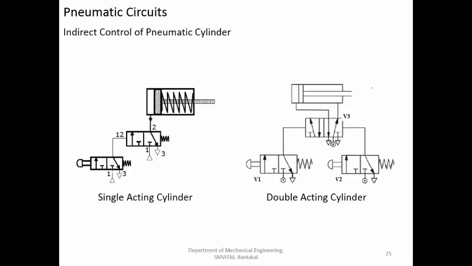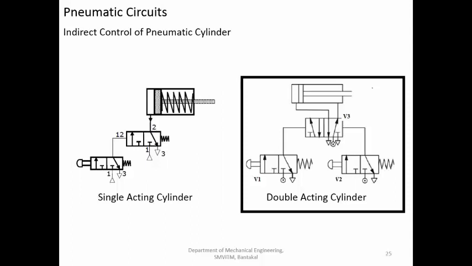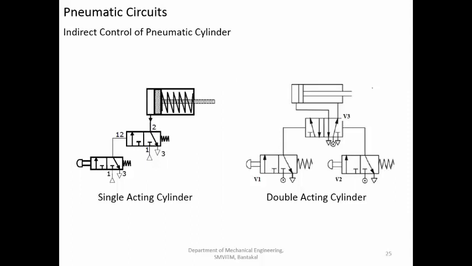In indirect control of pneumatic cylinders, between the direction control valve and an actuator, there will be one more valve. This valve. So this is the case of the single acting cylinder. This is the case of the double acting cylinder. In case of single acting cylinder, you are having a 3x2 valve. For the pneumatic circuit, for the double acting cylinder, you are having a 5x2 direction control valve. It is usually controlled by the signals generated by the direction control valve.